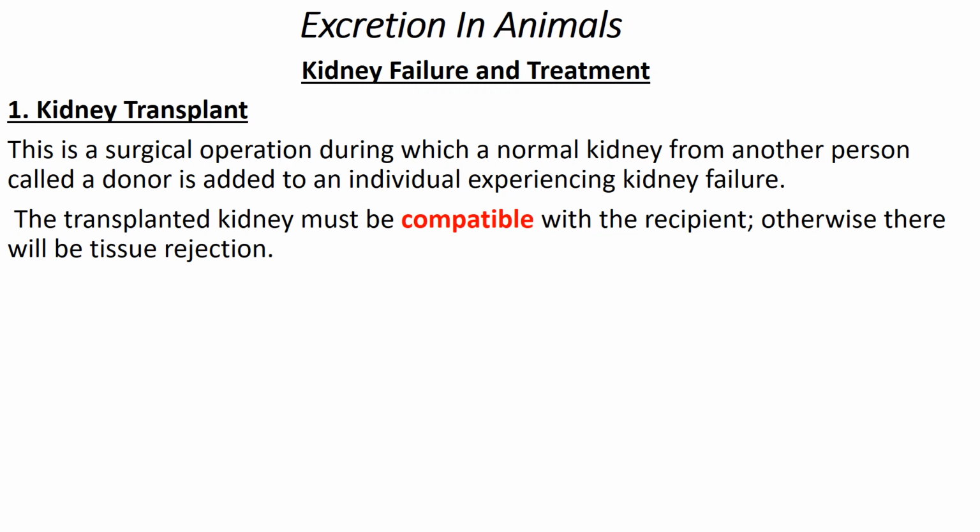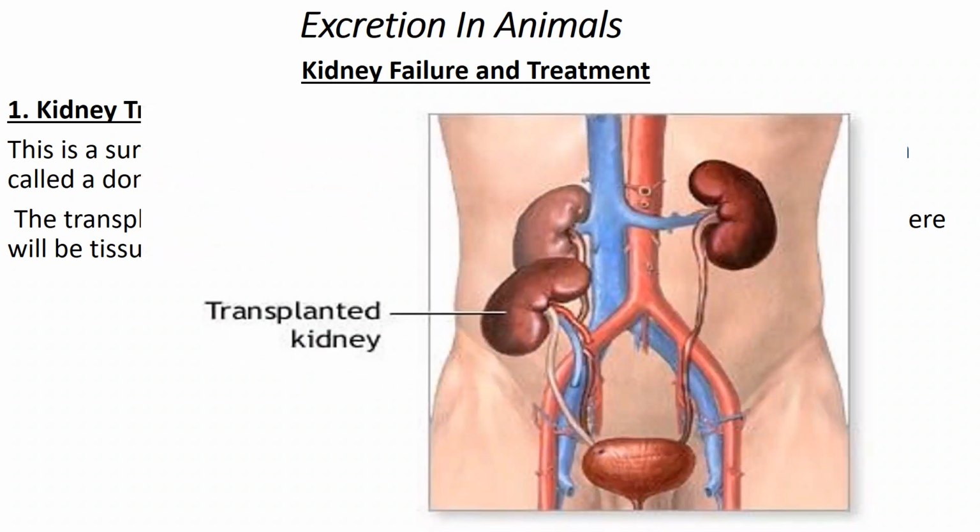So let's take a look at the person who has undergone this treatment. As you can see here, this person has 3 kidneys. The first or the original kidneys are this and this. What happened here is this kidney is dead. It experienced kidney failure. So a new kidney from a donor was transplanted into this individual.